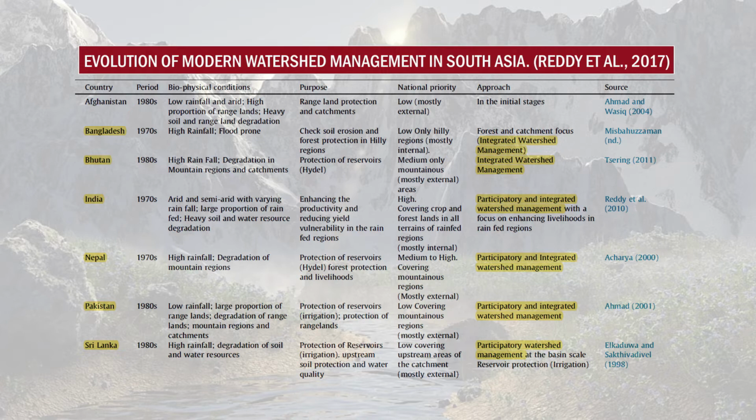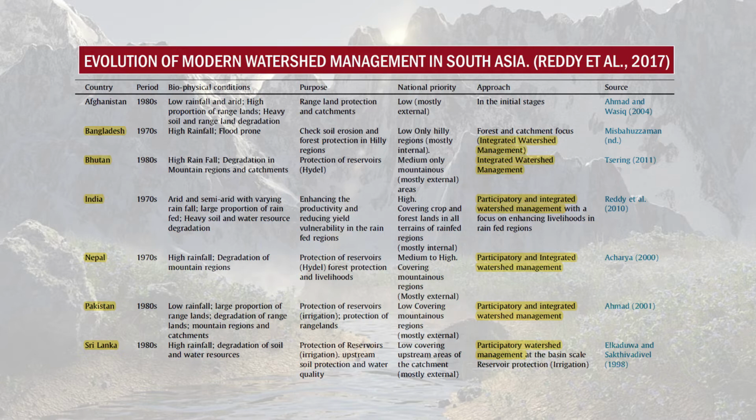Here, in this table, you will see how watershed management in South Asia evolved in terms of approaches. In the 1970s in Bangladesh, they started integrated watershed management. In the 1980s in Bhutan, the purpose is protection of reservoirs. In India, in the 1970s, the purpose of watershed management was enhancing productivity and reducing gully vulnerability in the rain-fed region. In Nepal, in the period of the 1970s, their major purpose was protection of reservoirs, means hydel, and protection of forests and their livelihood.